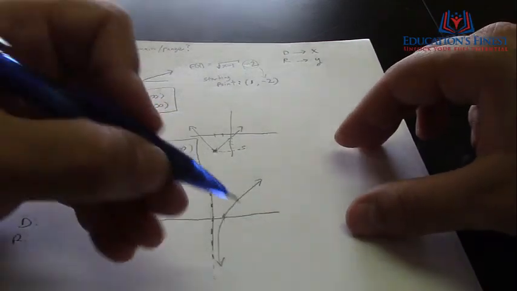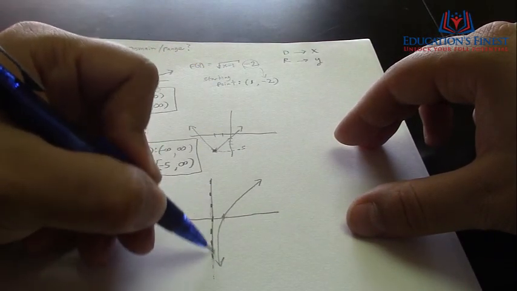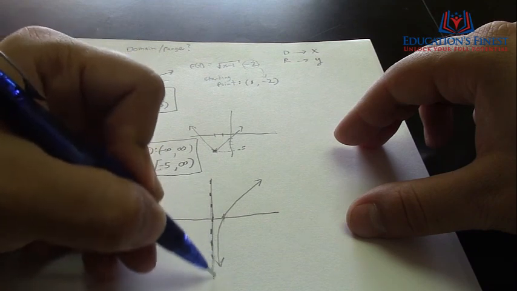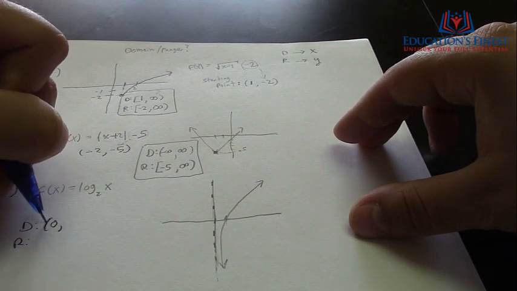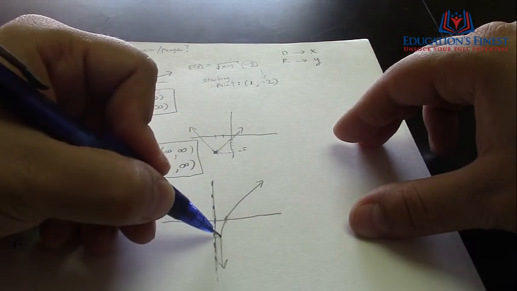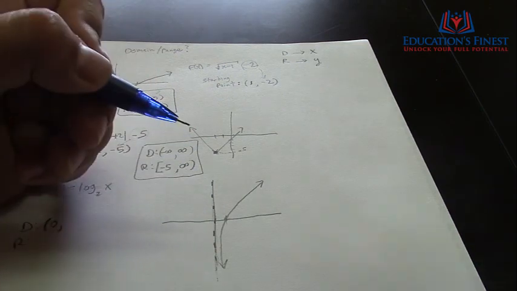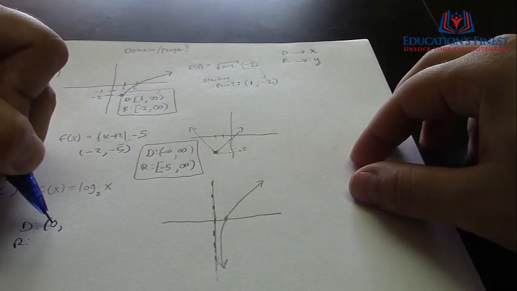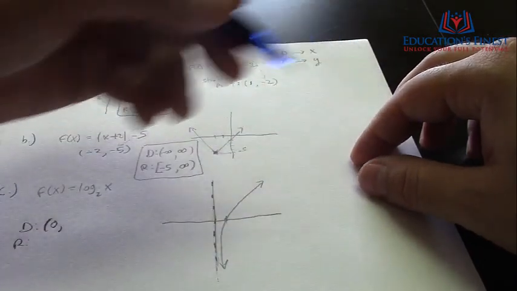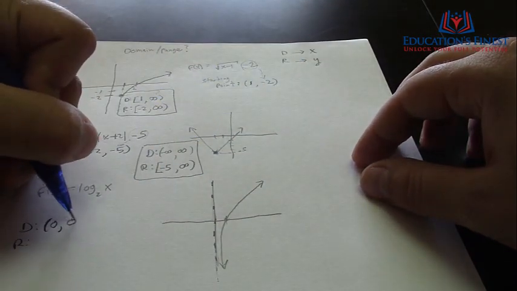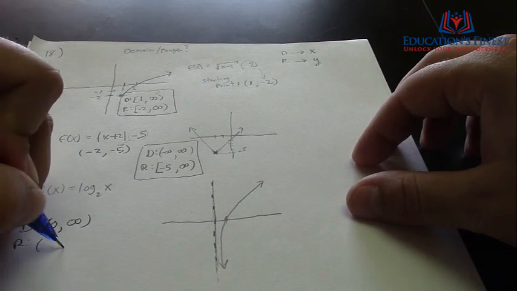So your domain is x values. So x is left and right. Where does it begin? It begins at 0. But in this case it's a parenthesis, because your graph approaches 0 but never actually gets there because of this asymptote. So it goes from 0 to, your graph just continues that way forever. So 0 to infinity. Range is up and down.